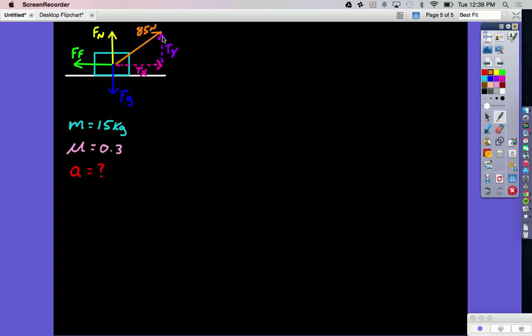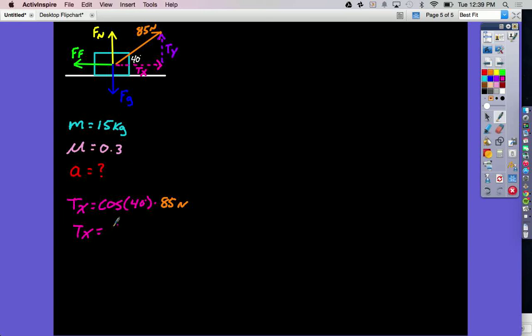I've already looked at how tension's broken down into its x and y components. One more piece of information we need is that the angle is 40 degrees. So the first thing I'm going to do is figure out my tension in the x and tension in the y, because I'm going to need both of them. Tension in the x is the adjacent side, so I'm going to use cosine to find that. So cosine of my angle, 40 degrees, times the tension itself, which is 85 newtons, will give me tension in the x, and that's 65.1 newtons.